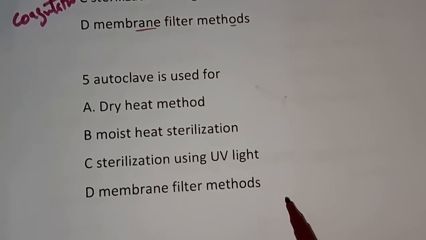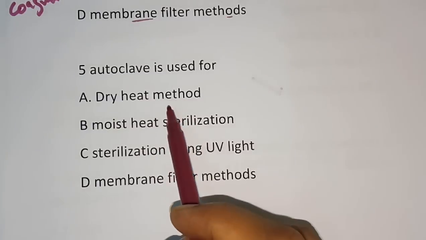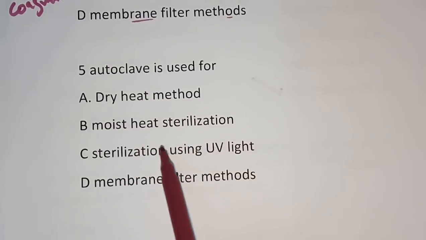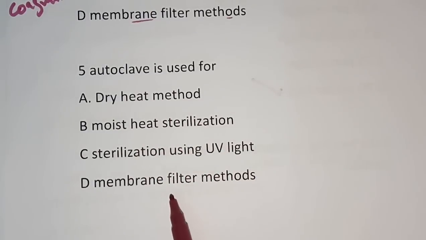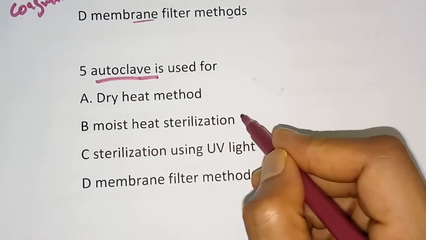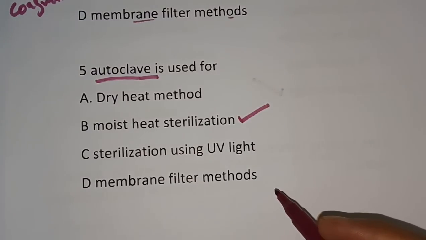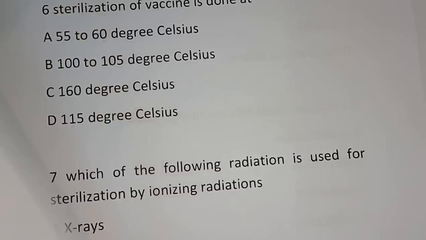Question number 5. Autoclave is used for dry heat sterilization, moist heat sterilization, sterilization using UV light, membrane filter method. This we already discussed. Autoclave is moist heat sterilization. Option B is the correct answer. Now we will move to the next question.